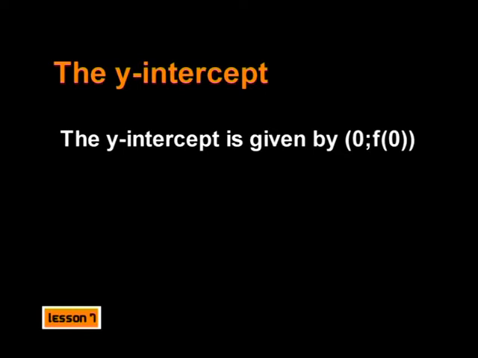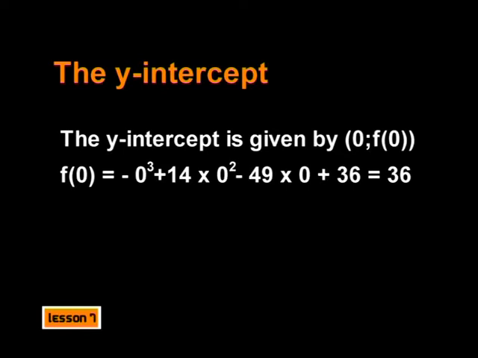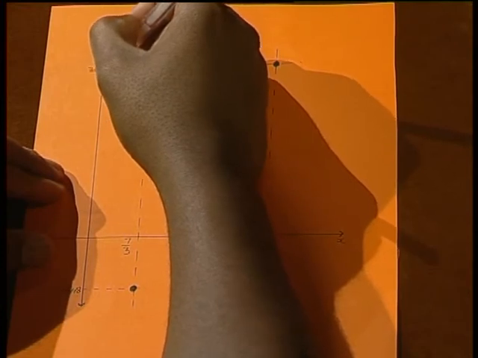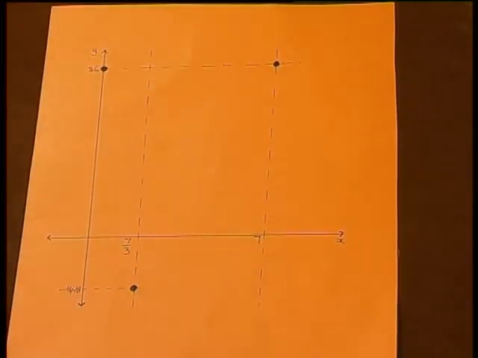We know that we can find the y-intercept by letting x equal 0. In other words, the y-intercept is at the point 0, f of 0. f of 0 equals negative 0 cubed plus 14 times 0 squared minus 49 times 0 plus 36, which is equal to 36. So the y-intercept is given by the coordinates 0, 36. Let me add that to the sketch. 0, 36, that is an x value of 0 and a y value of 36.